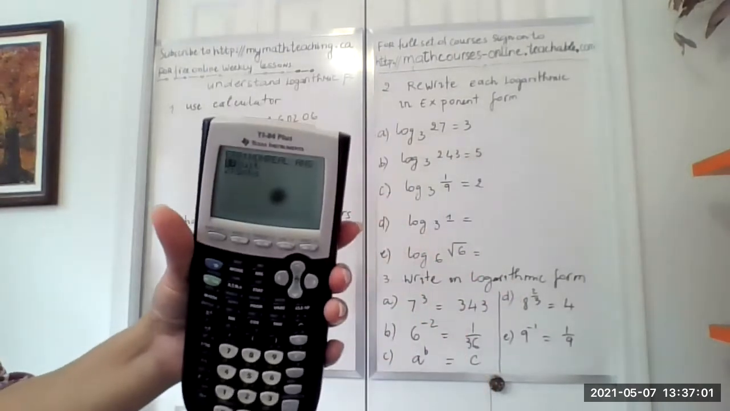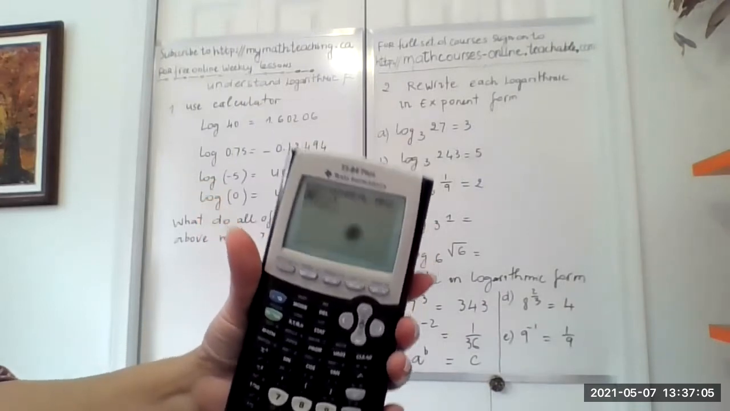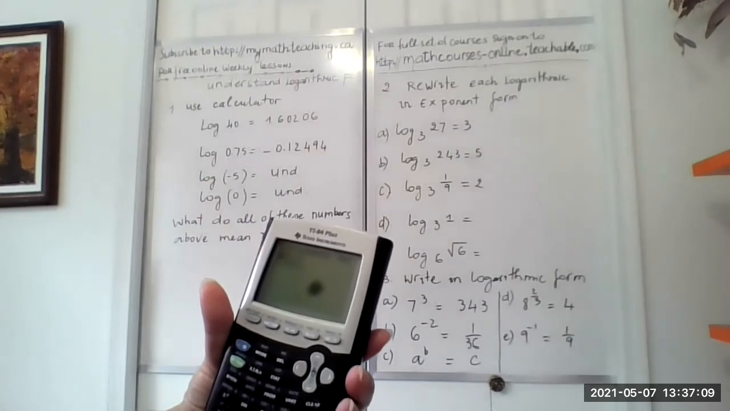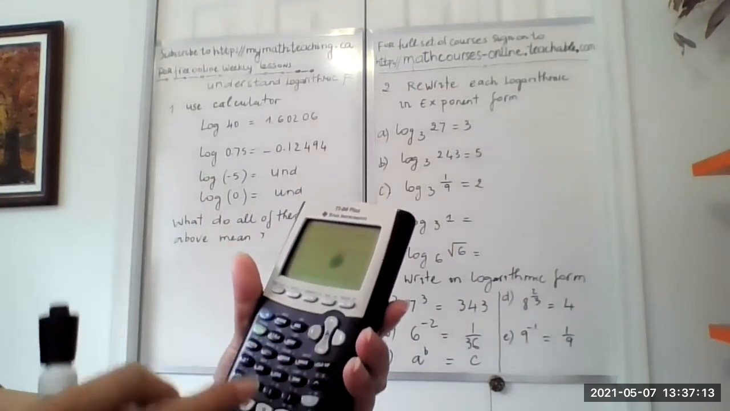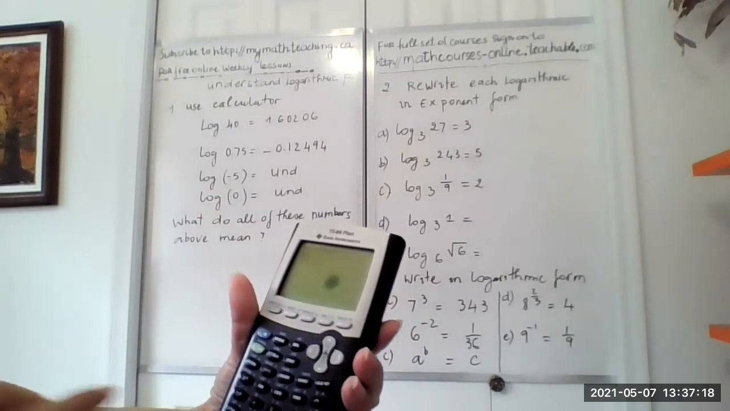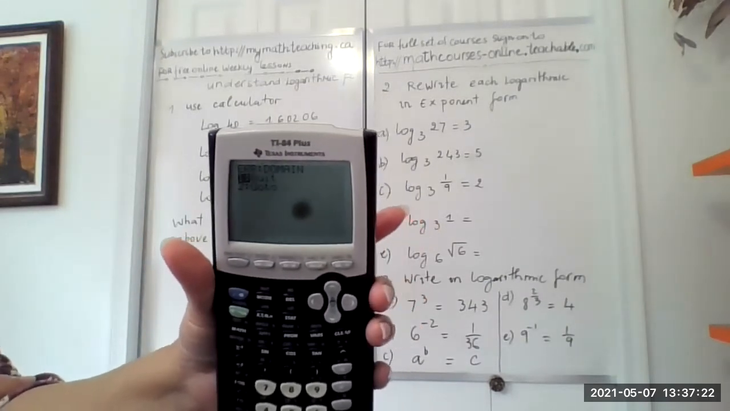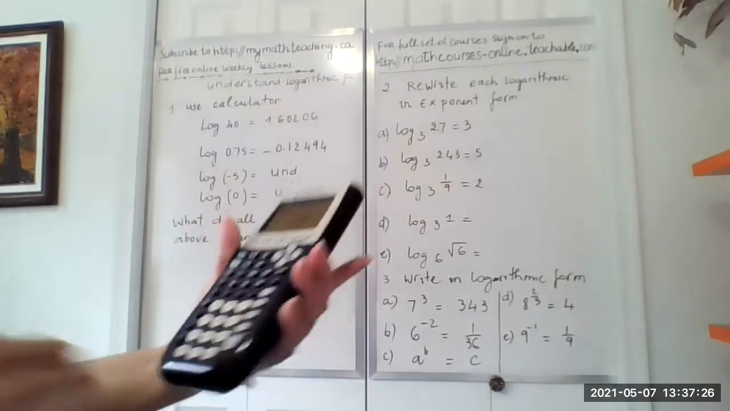Now let me key in the next one, log of minus 5, and let me enter it for you. If we key in log minus 5, we get the error message, and therefore on the board, I wrote undefined. UND stands for undefined. Let's key in the next one, which is log 0, and enter it. Again, we get the error message on my calculator, and therefore it's undefined again.